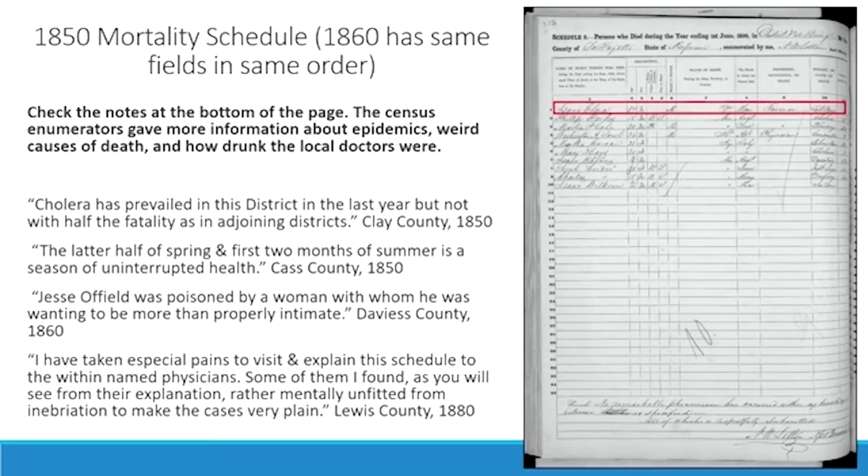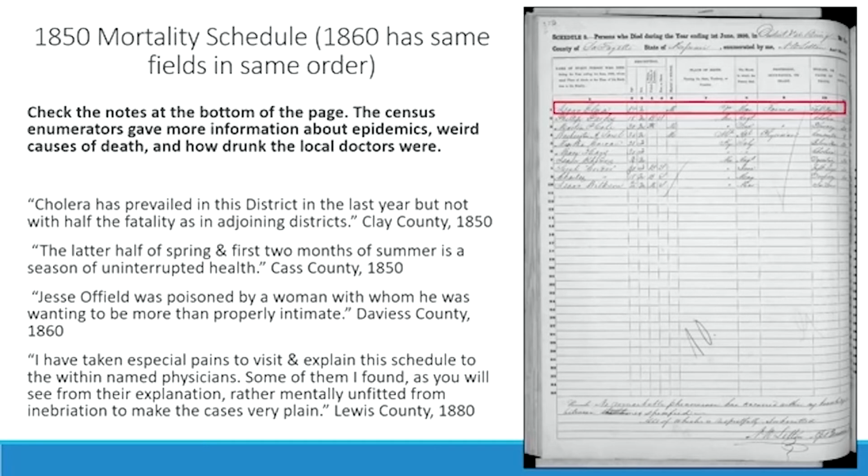So some examples of notes we've found are from Clay County in 1850. Cholera has prevailed in this district in the last year, but not with half the fatality as in adjoining districts. Cass County, 1850, the latter half of spring, the first 2 months of summer, is a season of uninterrupted health. So that's exciting news for Cass County.